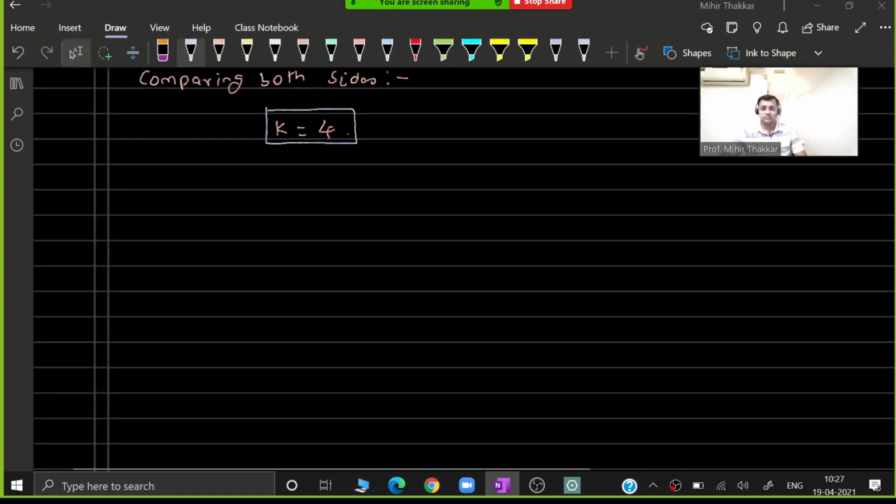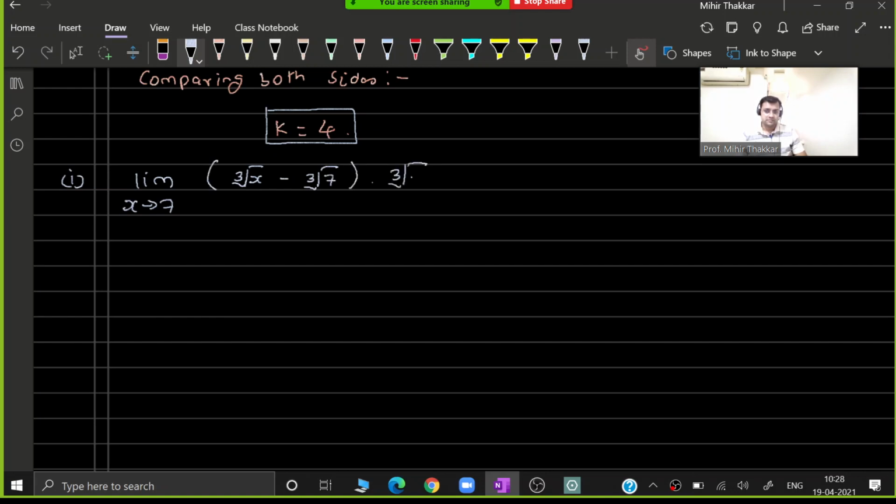So let's do the first sum of this. Question number 2, the first sum, it is like limit as x tends to 7 and cube root of x minus cube root of 7 into cube root of x plus cube root of 7. So this is our given question, divided by x minus 7.